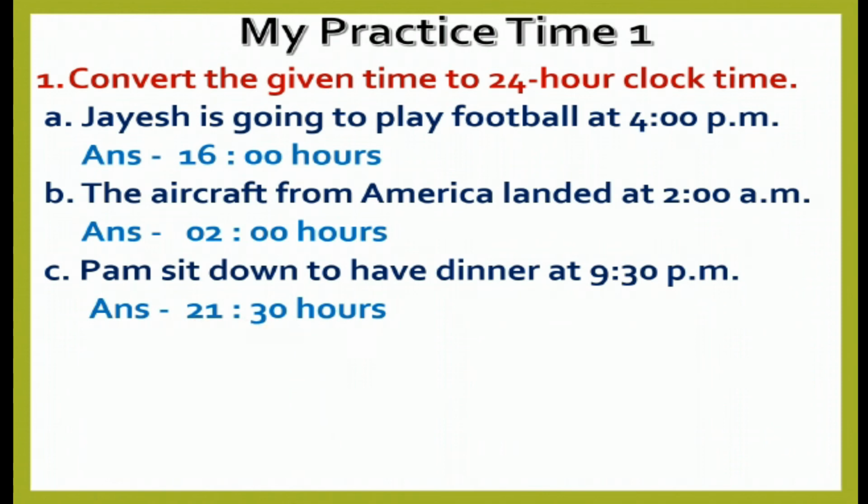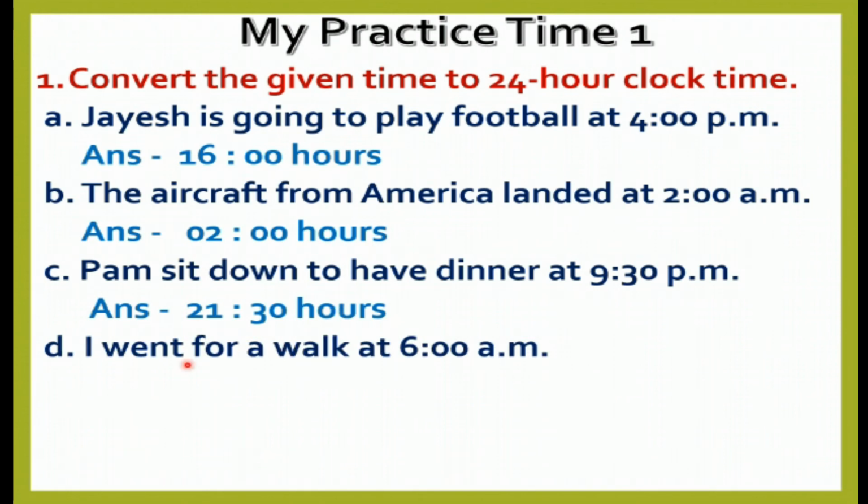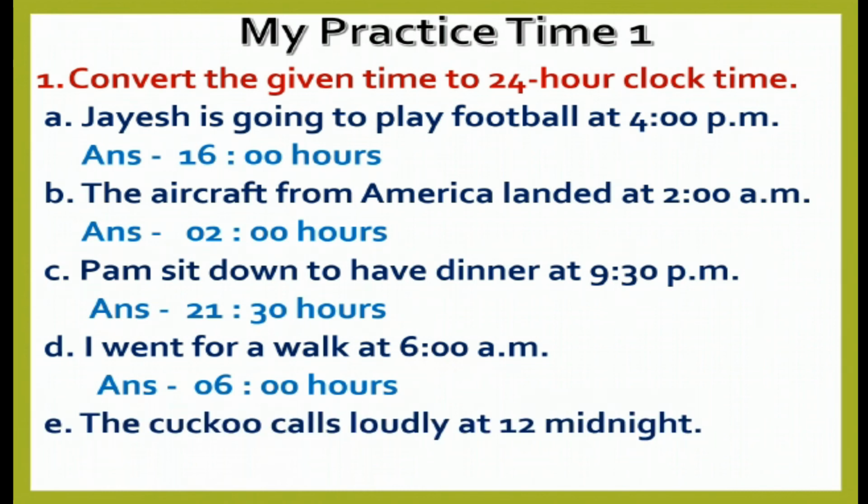Then question D: I went for a walk at 6 a.m. So 6 a.m. is there, so we will remove this a.m. and we will write it as 6 hours. So the answer will be 6 hours. Then the next question is question E: the cuckoo calls loudly at 12 midnight. When we convert 12 midnight into 24-hour clock time, we write it as 0 hours or 24 hours. So here we are writing 0 hours. We can write 24 hours also.